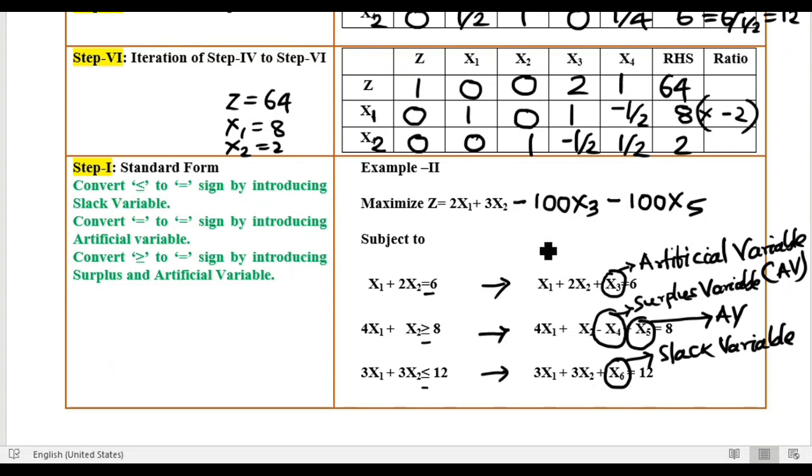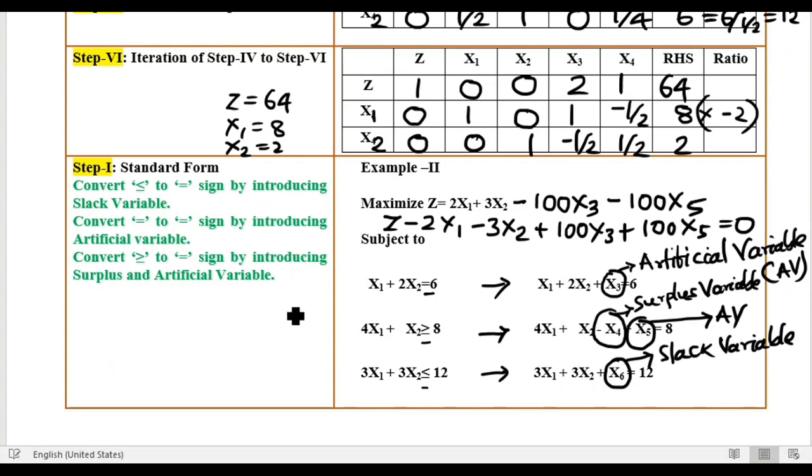Okay, how will we make this equal to 0? When we are writing this particular first equation, we have to multiply, and then this equation will become z minus 2x1 minus 3x2 plus 100 x3 plus 100 x5 equal to 0. Similarly, this equation will remain as it is.